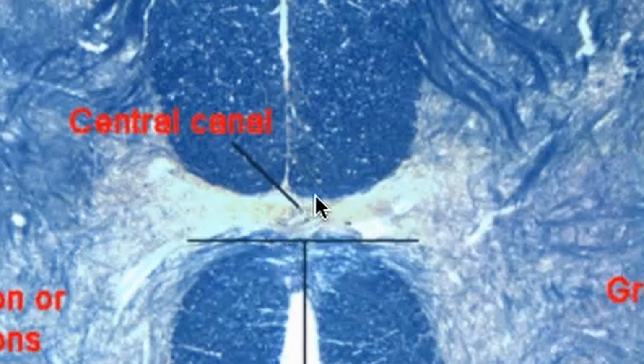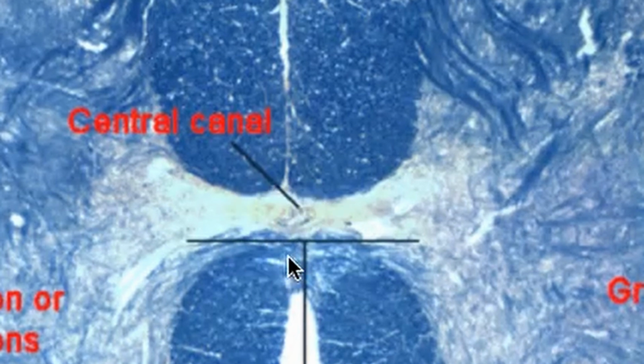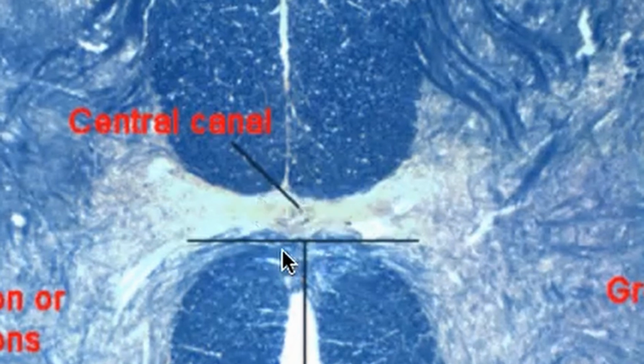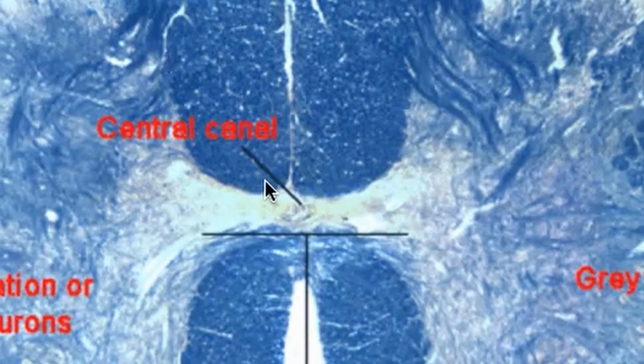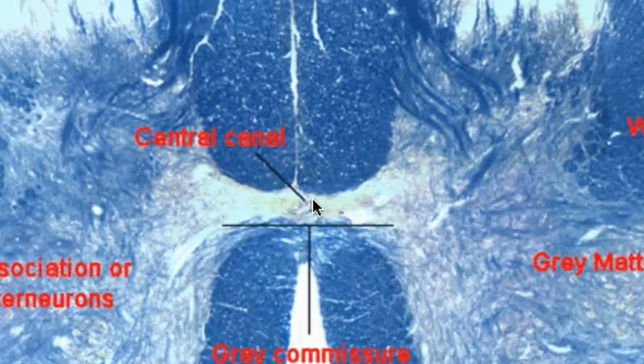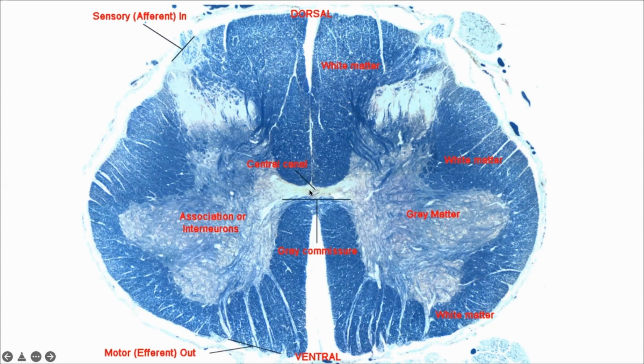Central canal: we touched a bit on the embryology, the neural groove gives rise to the central canal. And you have the cerebrospinal fluid flowing in the central canal. Remember, it's coming all the way from the brain, from the lateral ventricles to the third ventricle to the fourth ventricle, down through the central canal. So it's just the cerebrospinal fluid. I guess the idea is for cushioning.